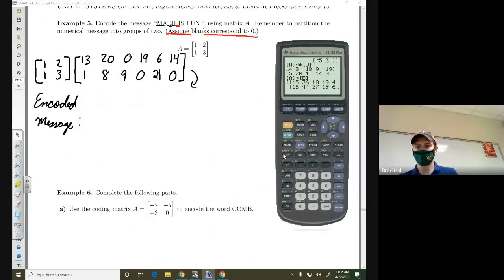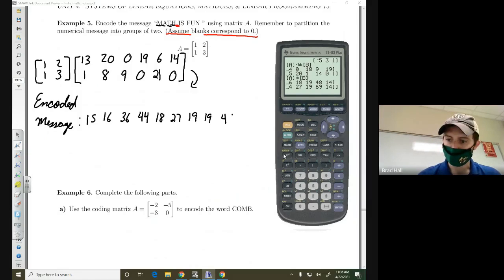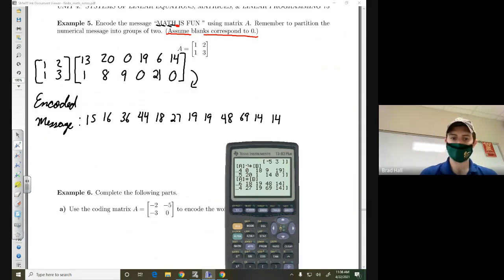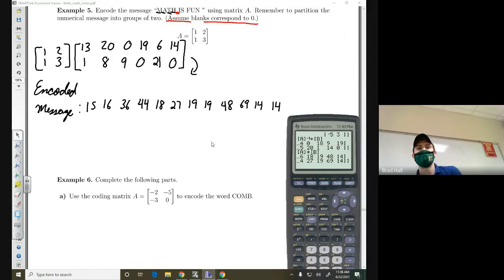I'm going to go ahead and skip to what the encoded message would be, how we read the matrix: 15, 16, 36, 44, 18, 27, 19, 19, 8, 69, 14, and one more 14. So that would be the encoded message. That's the intentionally disguised message that wouldn't make sense to anybody except for the person who knows the key to unravel this disguise.